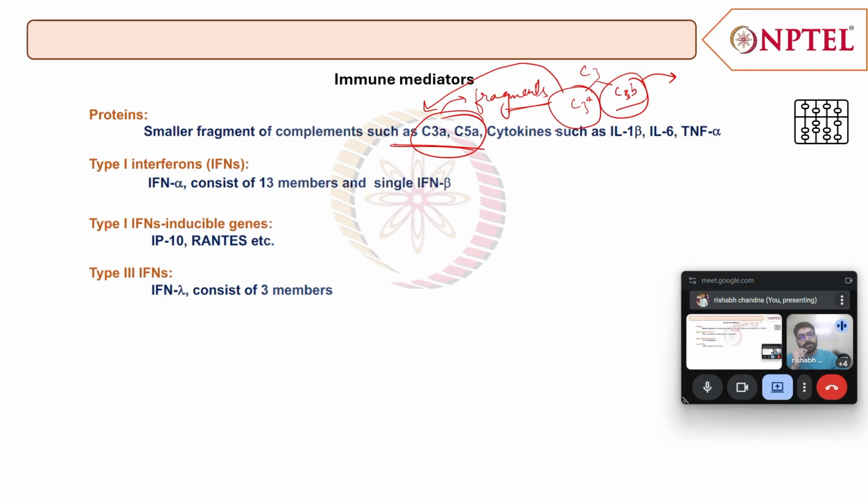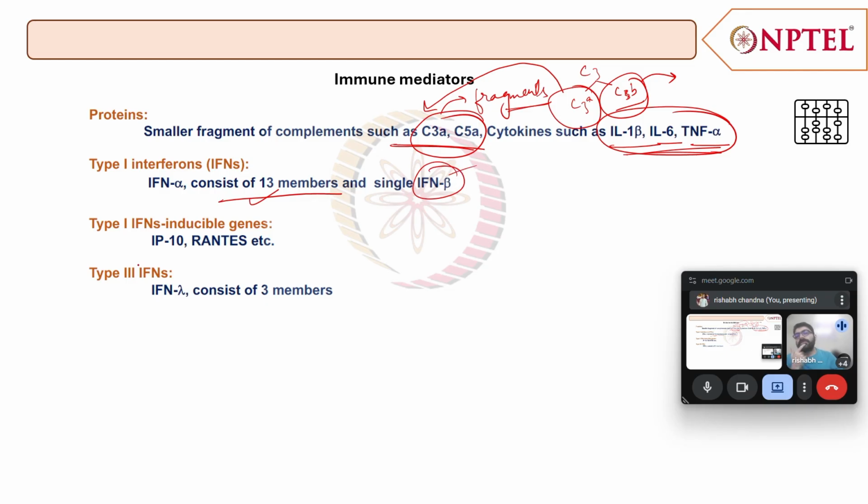And moving on to some of the cytokines such as IL-1 beta, IL-6, and TNF alpha. So these are also protein molecules that act as cytokines for signaling. Okay. Then we have type 1 interferons. These are interferon alpha and interferon beta. So interferon alpha has 13 members and interferon beta is a single molecule.